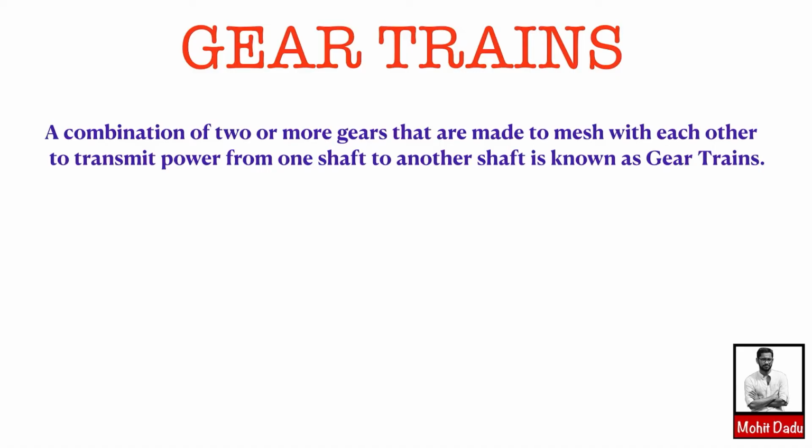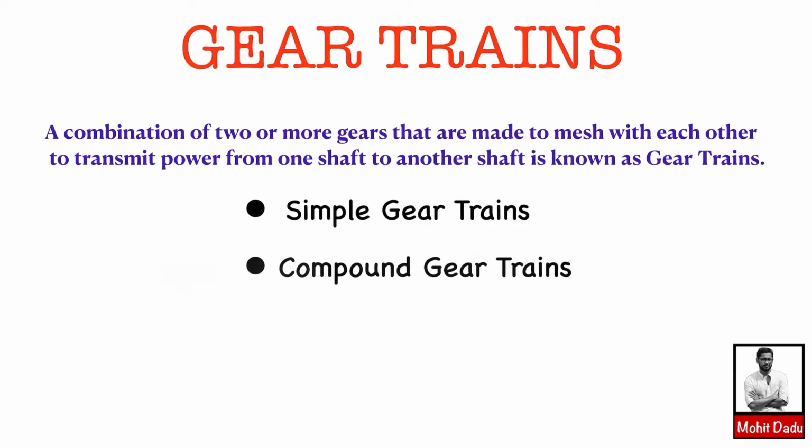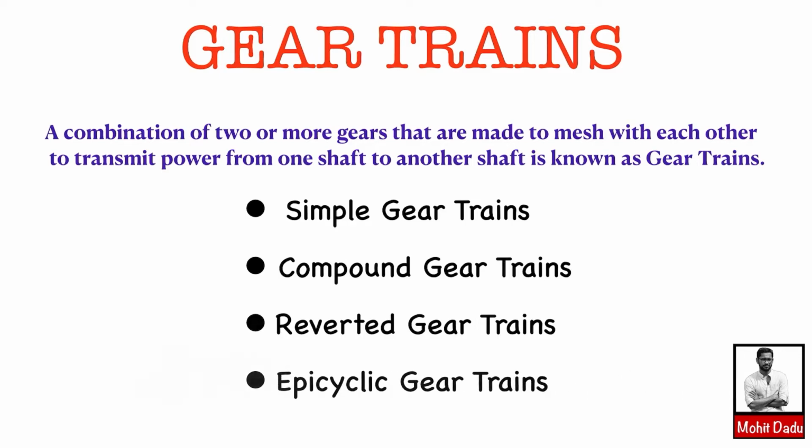Based on the arrangement of wheels, there are basically four types of gear trains, and we'll be seeing them one by one. First is simple gear trains, then compound gear trains, then reverted gear trains, and finally epicyclic gear trains. We'll be discussing all of these gear trains in detail in coming videos, and in this one, we'll be seeing what simple gear trains are.